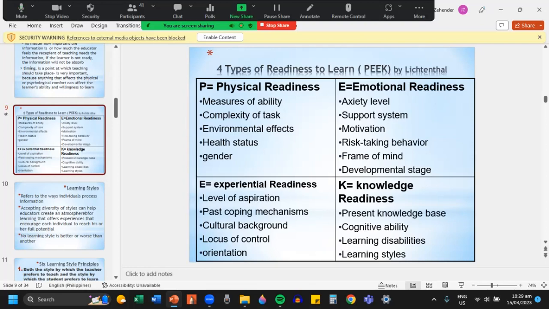Okay. Next, environmental effects. Okay, so it could be environmental factors like room temperature, availability of equipment. Okay, for example. Next, health status. Okay, so definitely hindi focus si learner if may sakit siya or if may physical condition siya at that time na makahinder sa kanyang learning ability or readiness to learn. For example, yung visual disturbances, no?